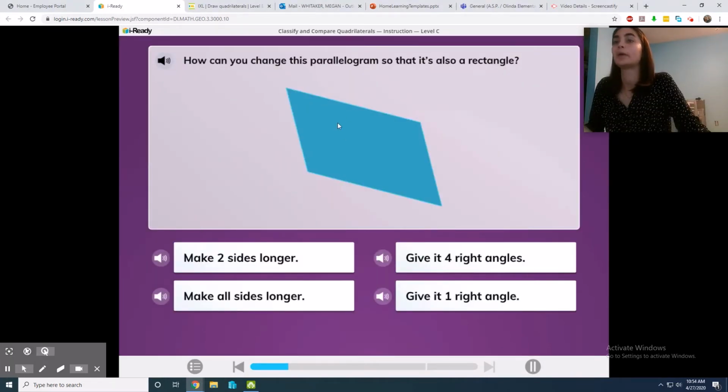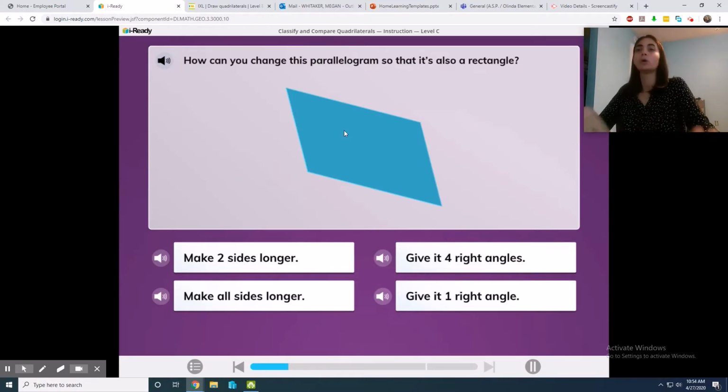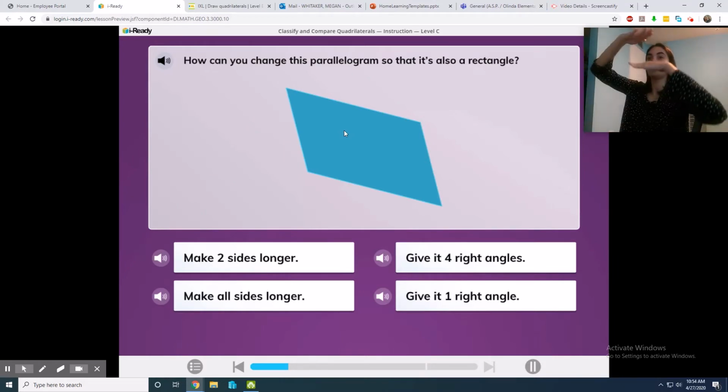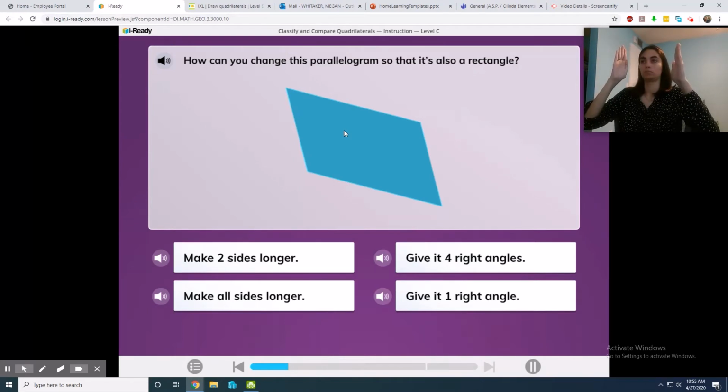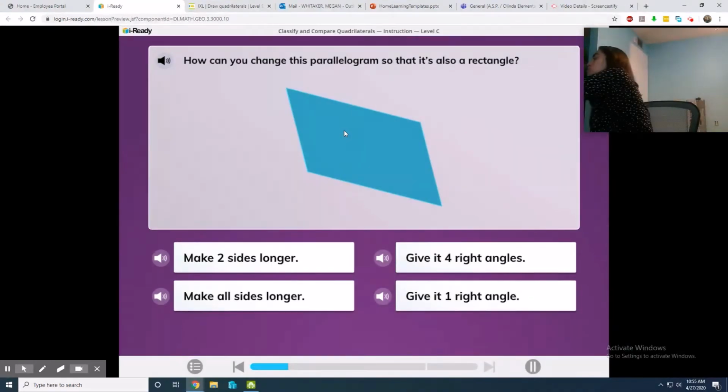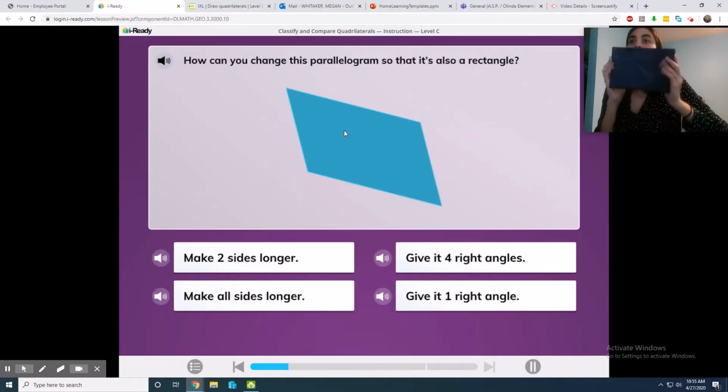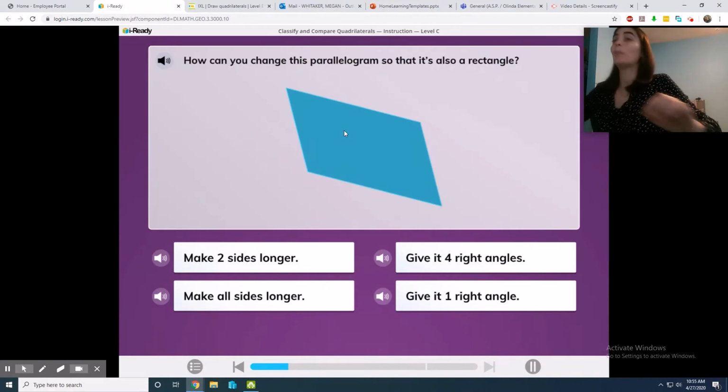How can I change this parallelogram so it's also a rectangle? A rectangle we know has 4 sides. The top two are the same and the sides are the same, and they have 4 right angles. My book is a rectangle because this side and this side are the same, and this side and this side are the same, and each angle is a right angle. The parallelogram's angles are not right angles, they're crooked.